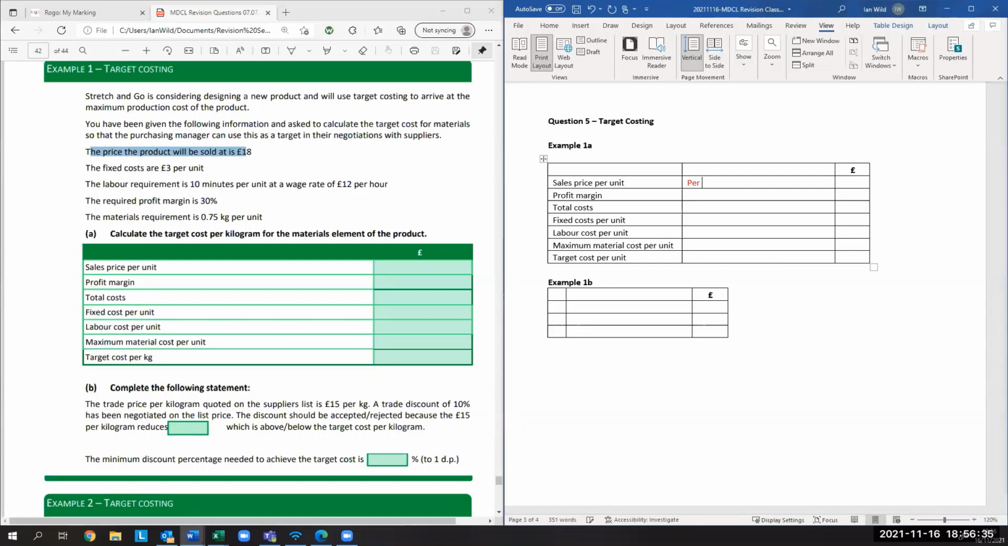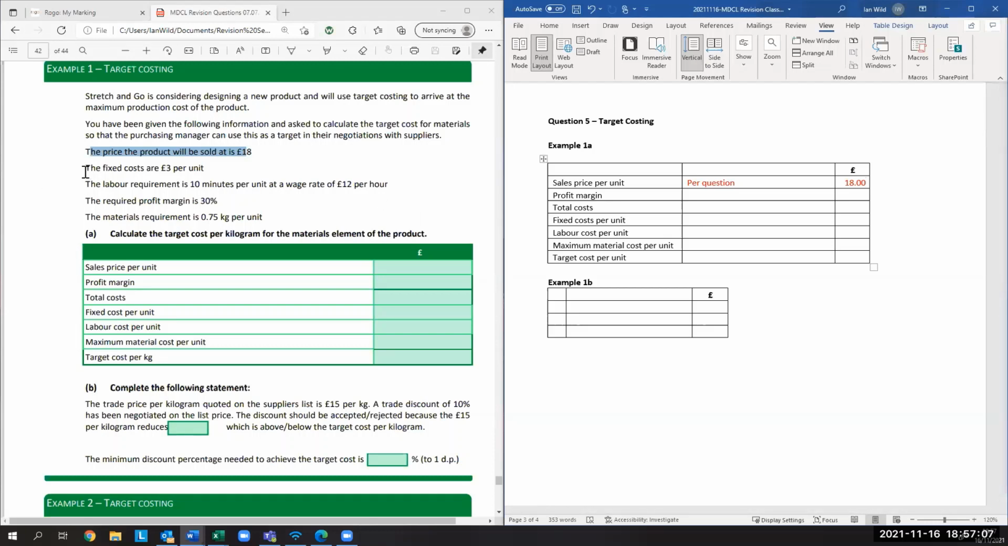So I'll fill this one in. The sales price per the question is 18 quid. Now, personally, on a target costing question, when it's like this, put in pounds and pence. Normally in the question, you will be told whether to use pounds and pence or not. Everybody's coming in there with the profit margin, but what I'd like to do first of all is put in the figures that we know.